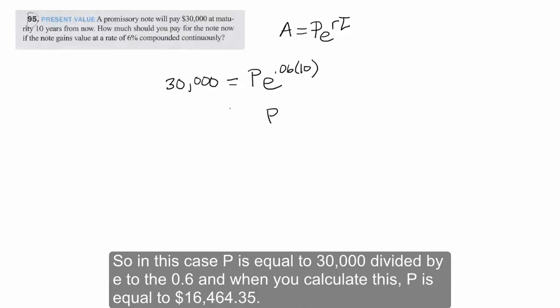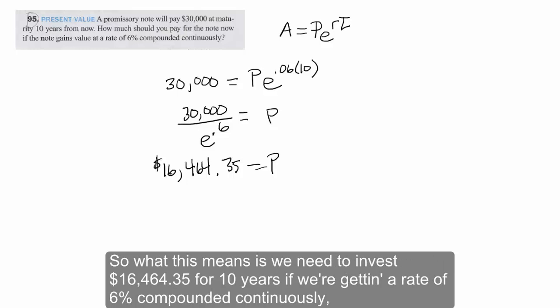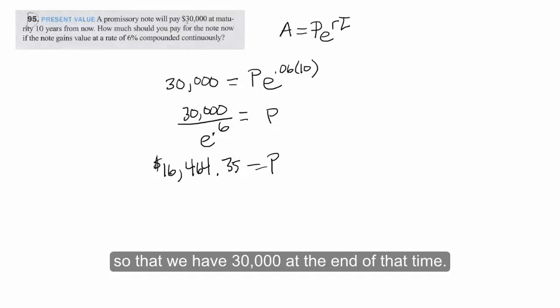So in this case, P is equal to 30,000 divided by e to the 0.6. And when you calculate this, P is equal to $16,464.35. So what this means is we need to invest $16,464.35 for 10 years if we're getting a rate of 6% compounded continuously, so that we have 30,000 at the end of that time.